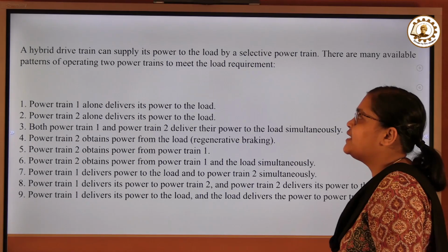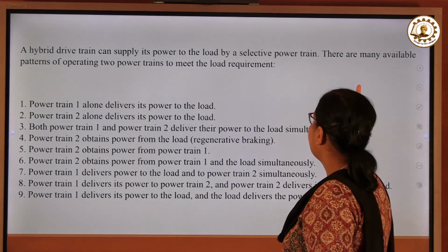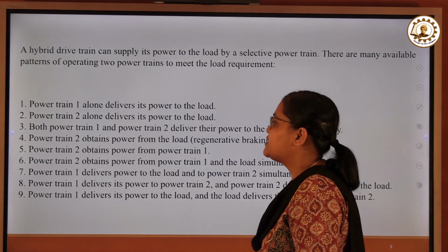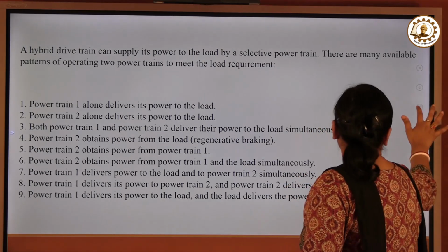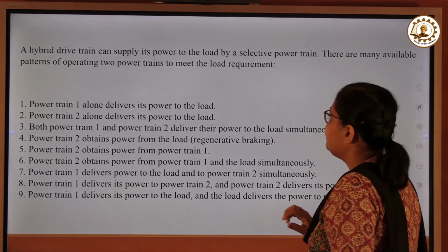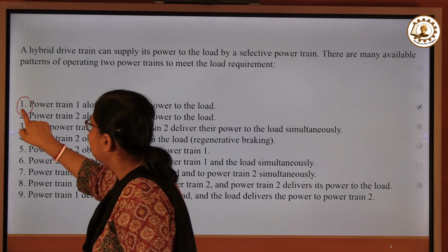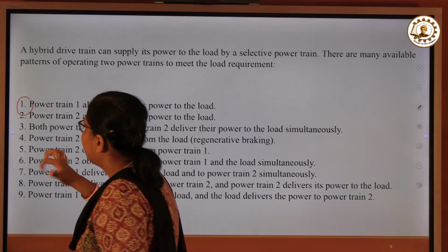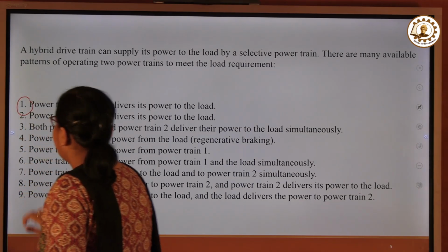So as we can see, a hybrid drivetrain can supply its power to the load by a selective powertrain, and there are many available patterns of operating the two powertrains. So these 9 patterns are there. Now, what are these 9 patterns? Pattern 1, pattern 2, pattern 3, pattern 5, 6, 7, 8 and 9.